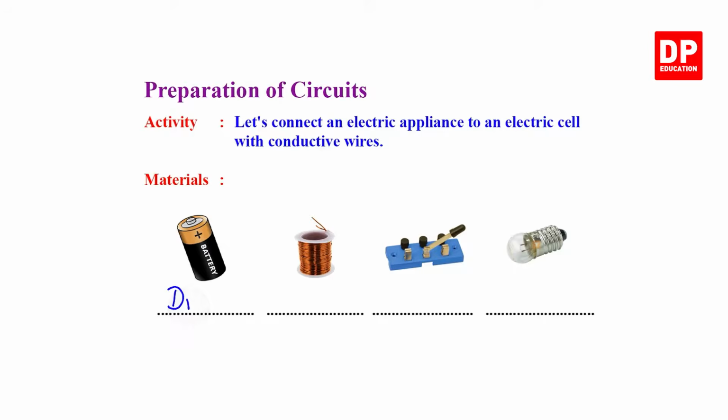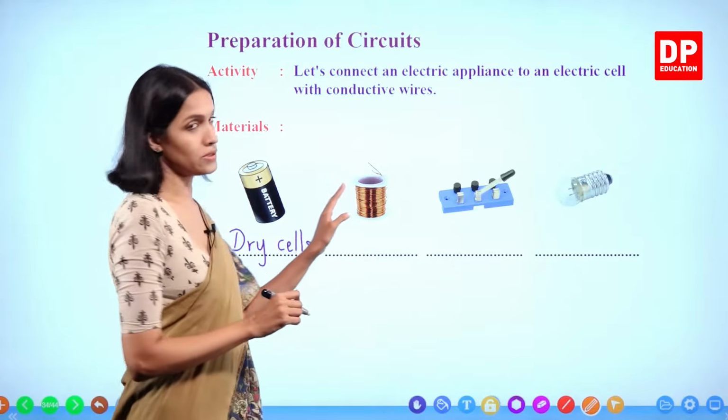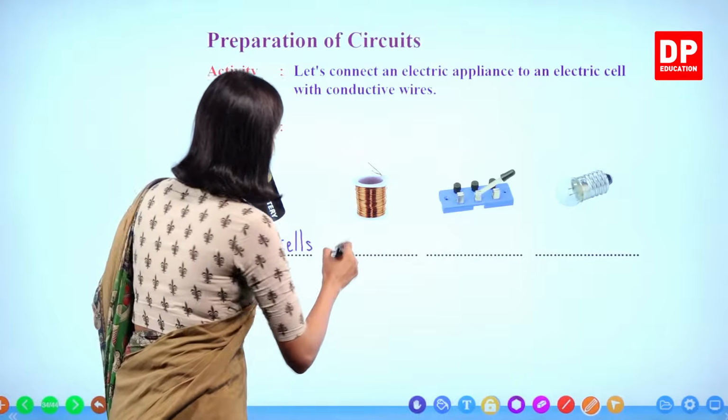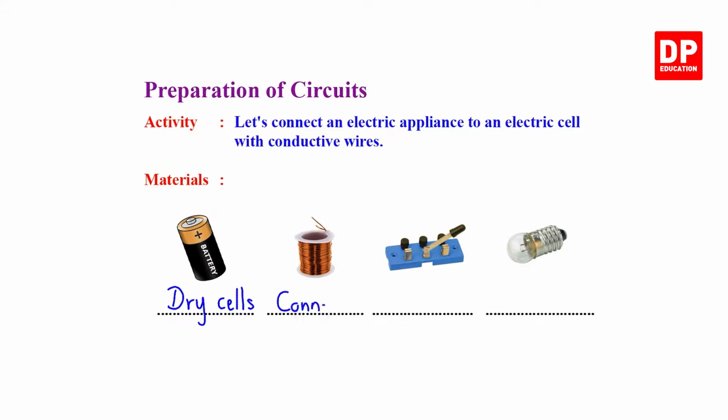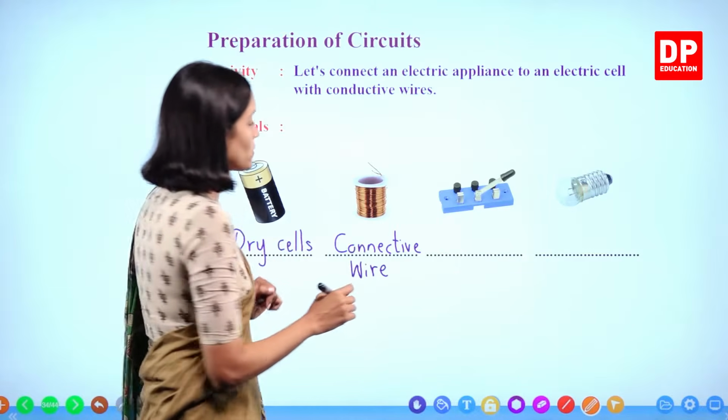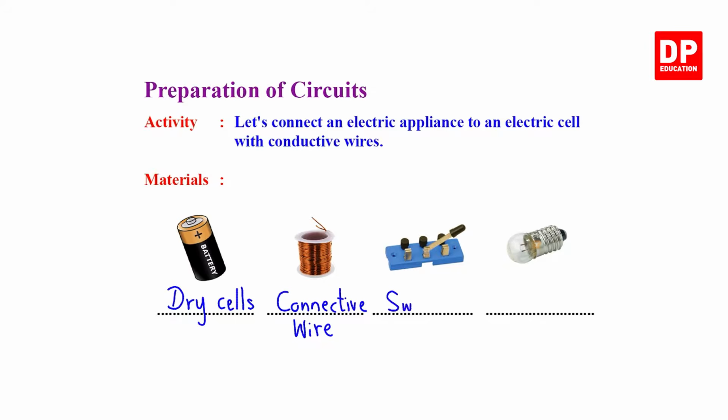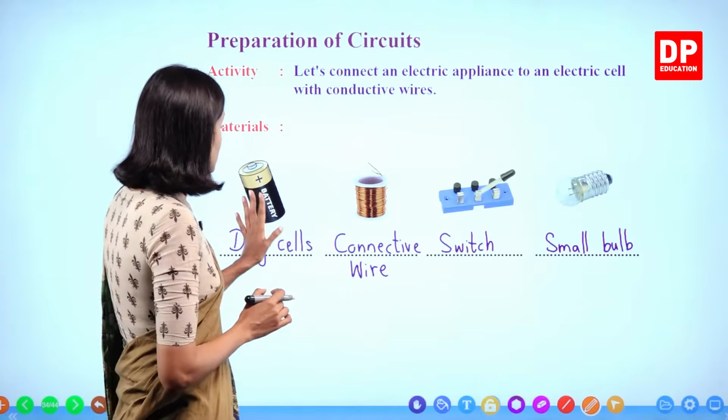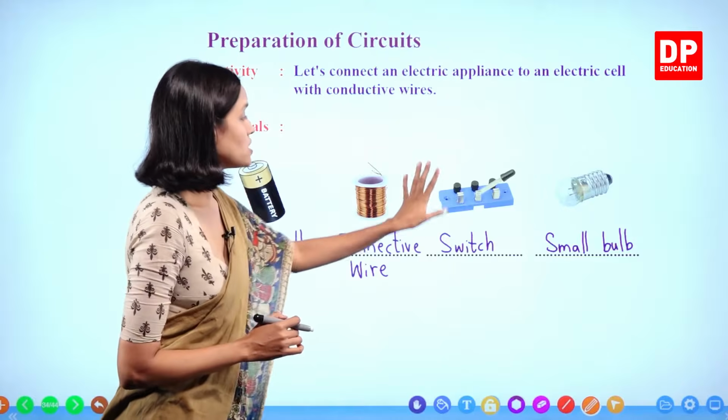Dry cells. And we need copper wires, right? These are known as connective wires. Connective wire. This is a switch, okay? And small bulb. Okay, children. Dry cells, connective wire, switch and small bulb.